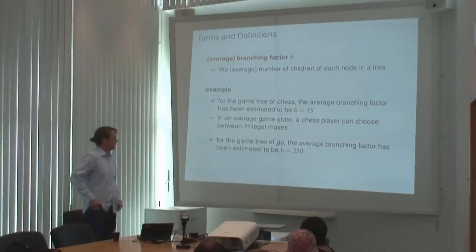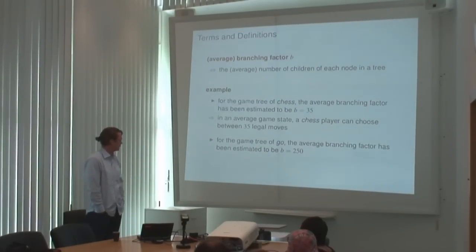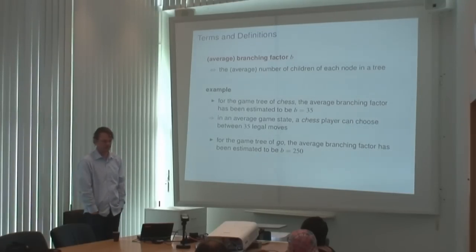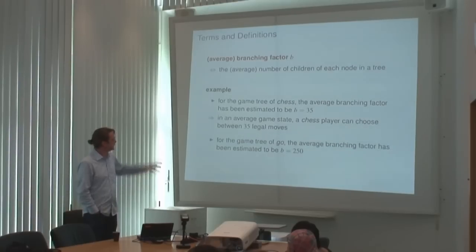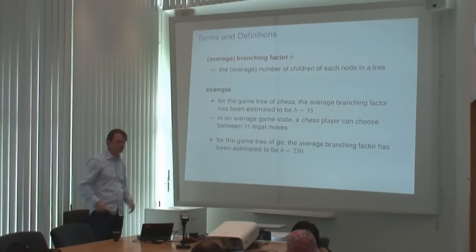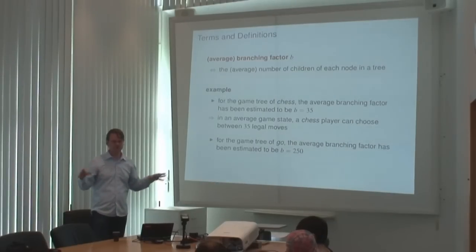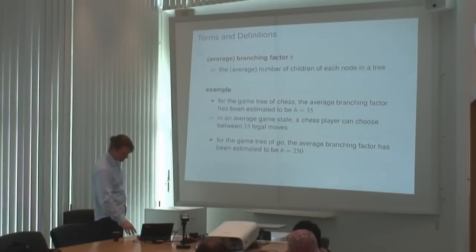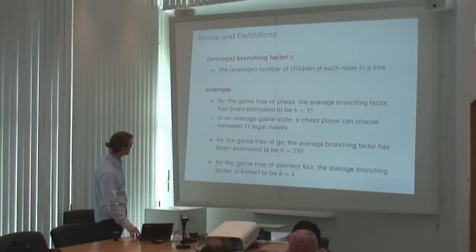For Go, the average branching factor has been estimated to be in the ballpark of 250. Yeah. I cannot even plot the game tree for tic-tac-toe, and that is a ridiculously small one compared to what is out there. A tree where, on average, you have 250 children for every node is humongous. This is a very, very large game tree.